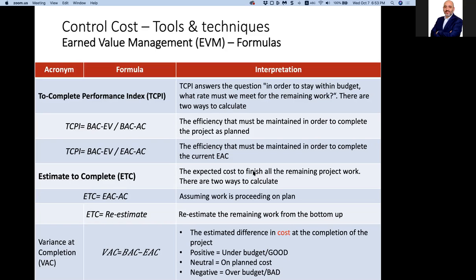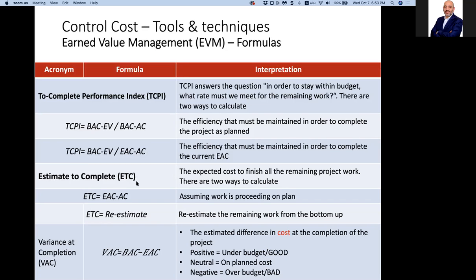So either we work on the to complete performance index based on the budget at completion, or on the new estimate at completion. If based on the budget at completion, I divide budget at completion minus earned value by budget at completion minus actual cost. What is budget at completion minus actual cost, and what is budget at completion minus earned value? That is the remaining effort and the remaining cost to be incurred. I'm dividing them by each other. Okay?